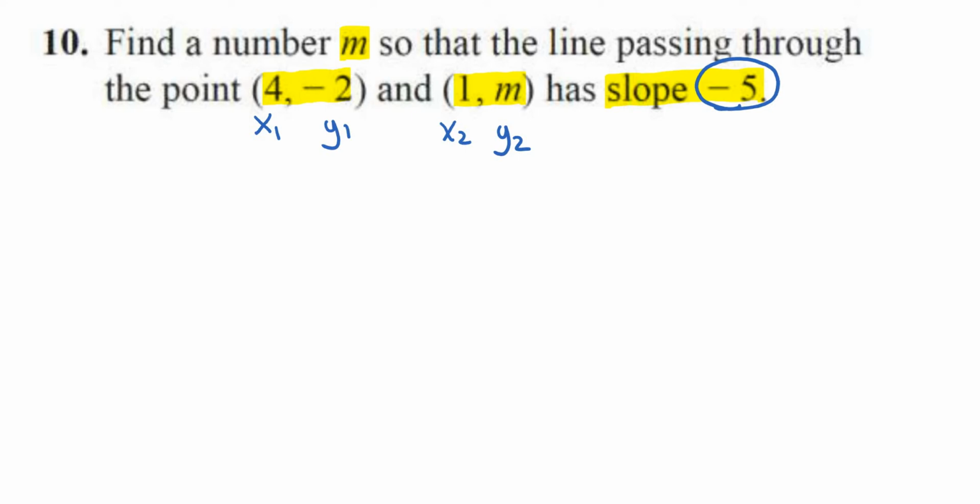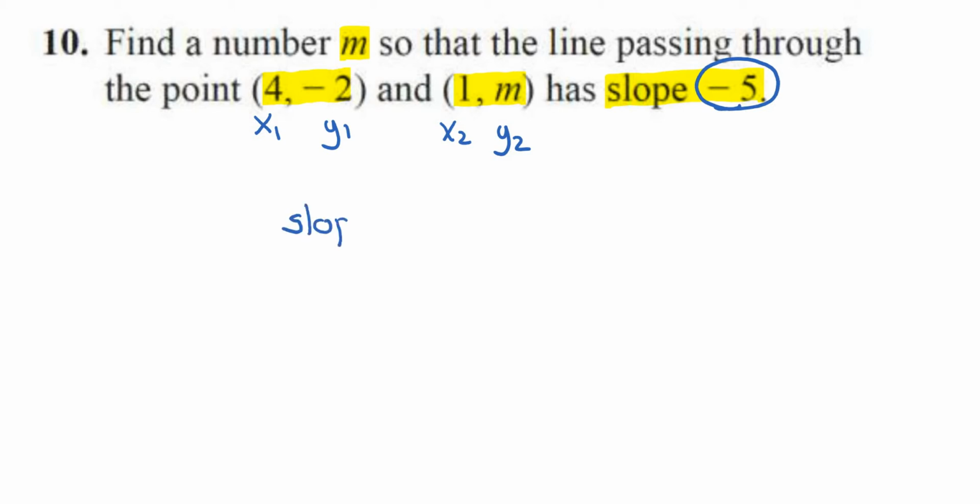Let's take a look at question number 10 from section 4.3. For this problem, I need to find the number m so that the line passes through the points (4, -2) and (1, m) and has a slope of -5. These are some of the classic questions where you have to find one of the coordinates when you're given the slope. So let's start off with the slope formula that's given out in class.